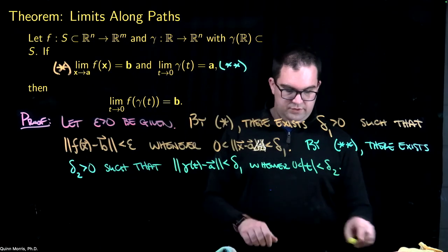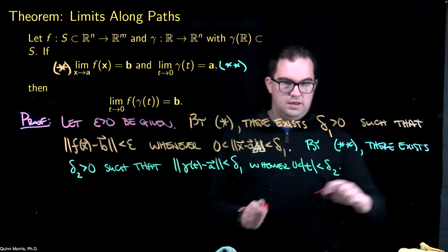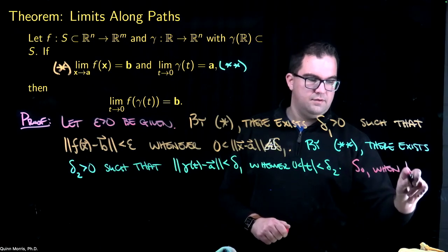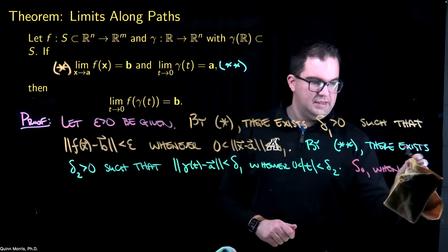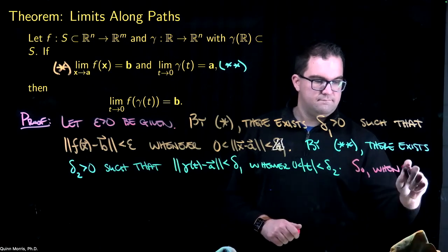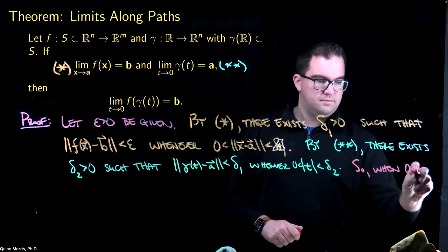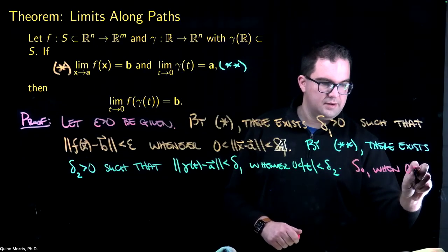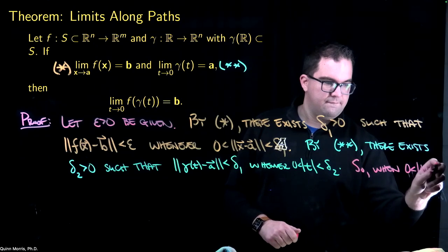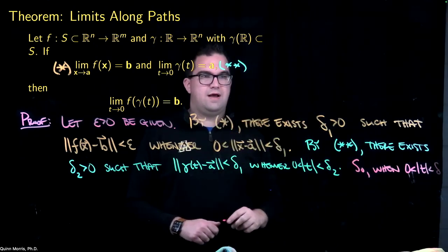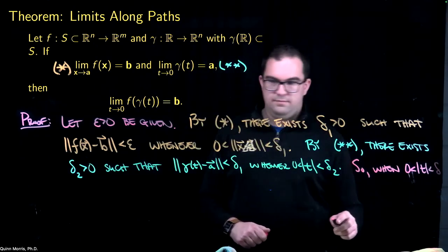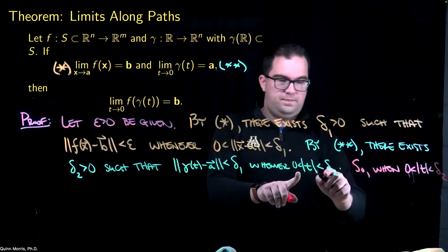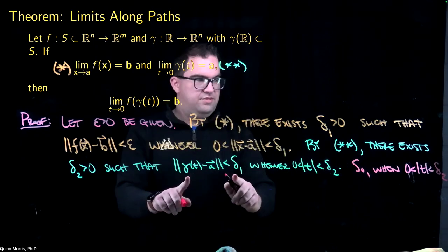So now notice we can finish this up pretty quickly. So what does this tell us? So what do we have? When t, I'll write this correctly in a second, I promise. So whenever the absolute value of t is less than delta 2, we have this.